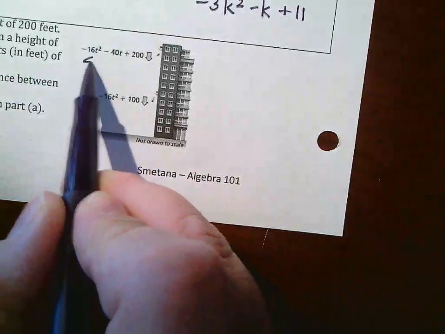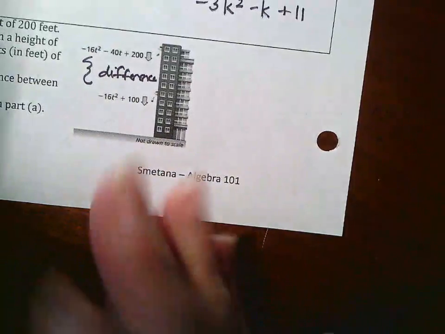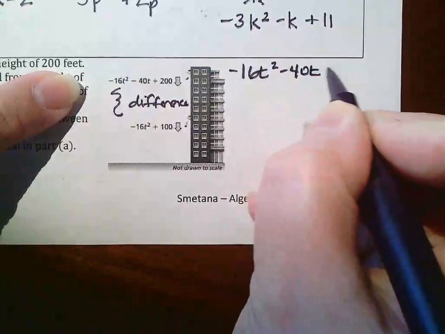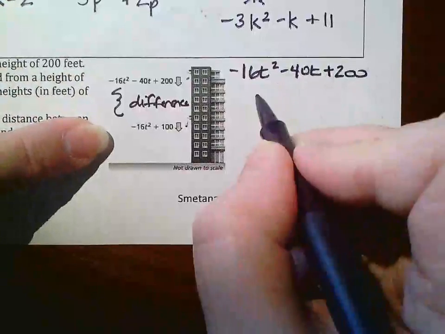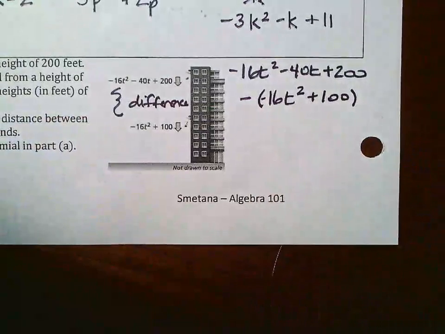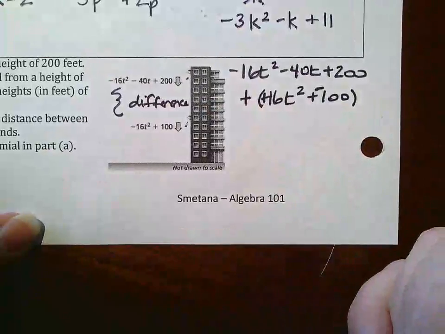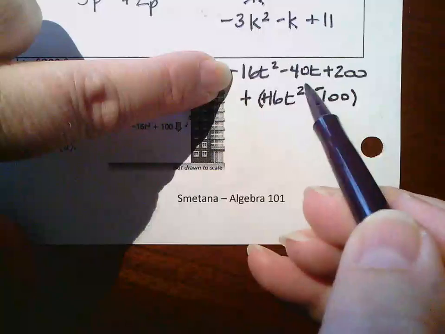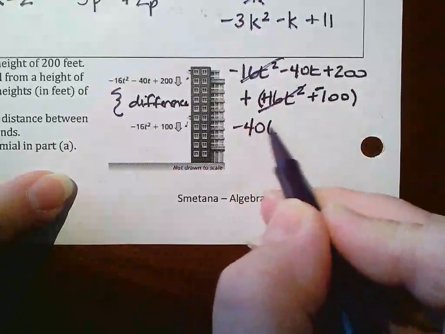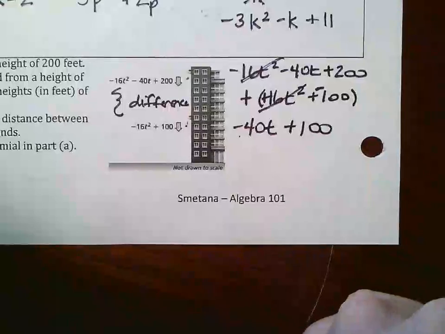When you're considering the difference between two things, you're looking at that space in between. This is the difference. So difference in math means subtract. Negative 16t minus 40t plus 200 minus negative 16t squared plus 100, and change your signs. Plus, plus, minus. So what you end up with is these two things right here canceling, and you don't have to worry about them. But you got your negative 40t, 200 minus 100 is 100, and that is the difference between the two.